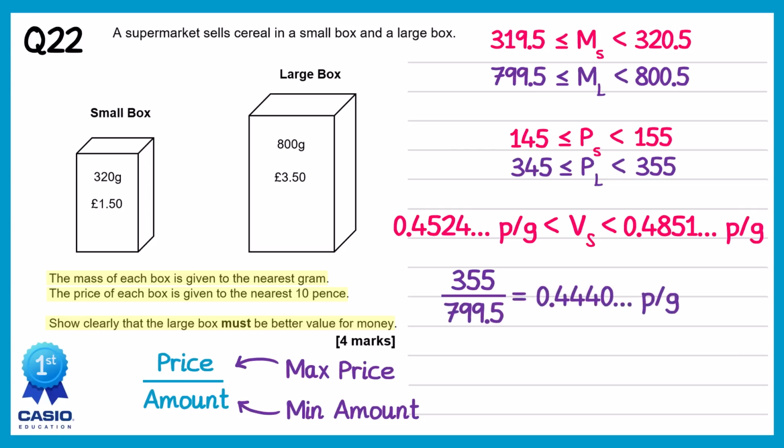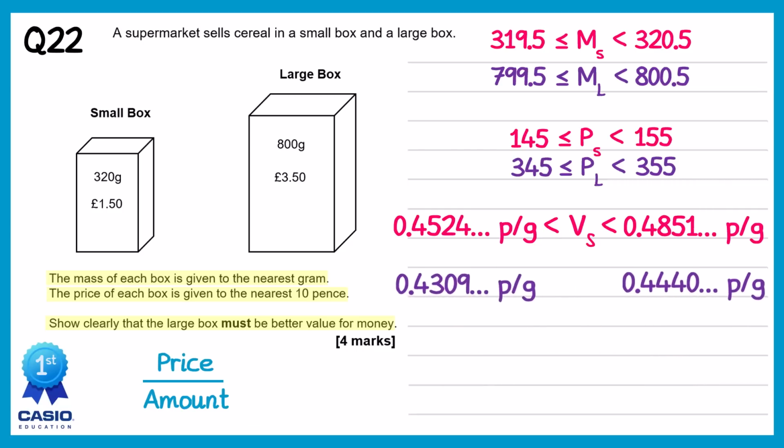Now let's switch this around and try and make this calculation as small as possible. So the min price divided by the max amount. The minimum possible price is 345, and the maximum amount is 800.5. Dividing these will give you this number here. So this means the value calculation for the large box must be in between these two numbers here.